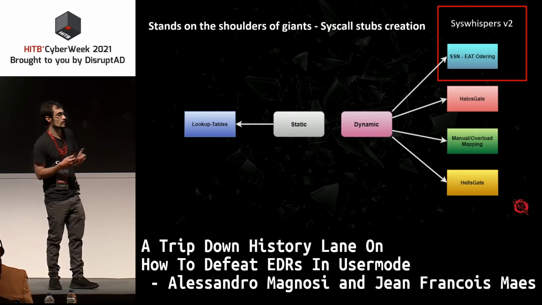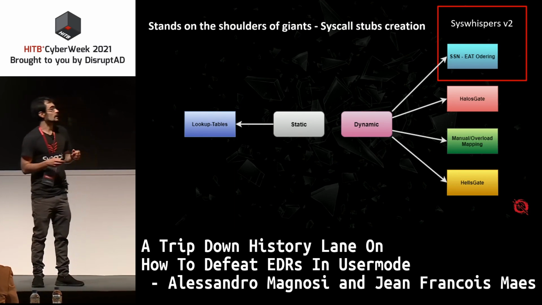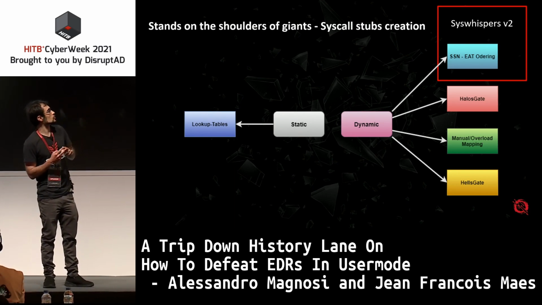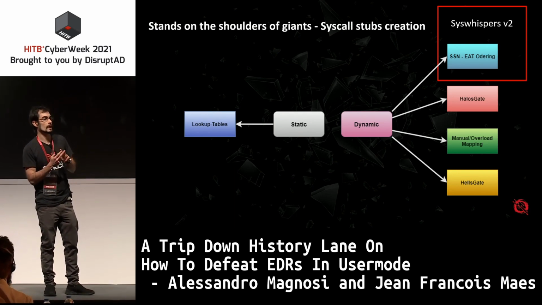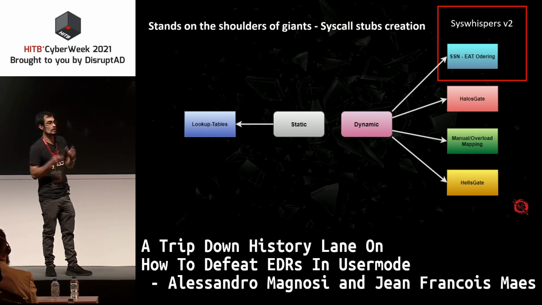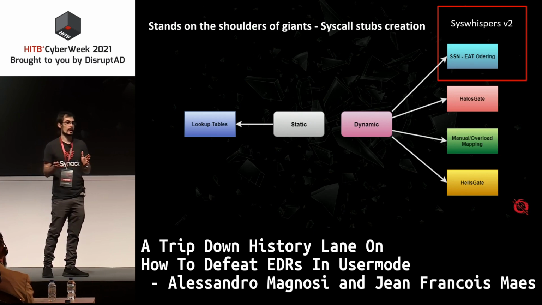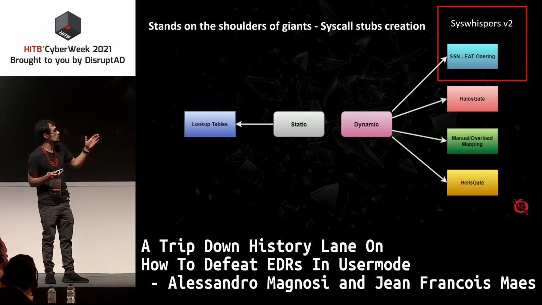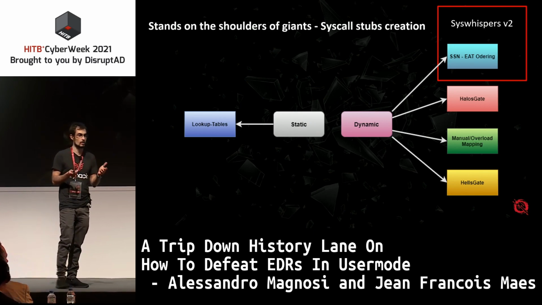It's a very smart approach actually. This part has two parts: the syscall stub creation and an algorithm to locate the syscall number at runtime. And then you can just take whatever is output by SysWhispers, embed it in your payload, and call syscalls that way.